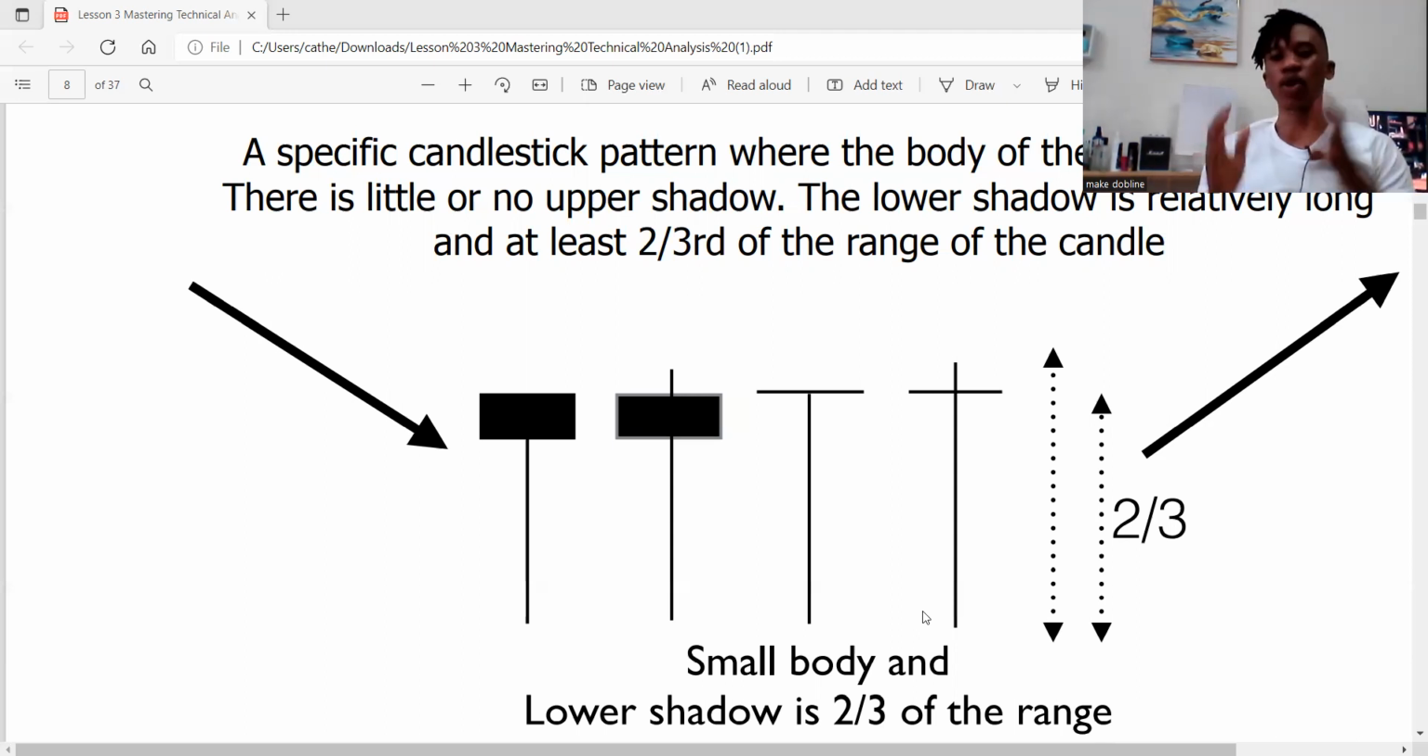Okay, now let's go to the market and see how this candle appears in the market. We'll go to the market and look for this candle and see how the market reacts when this candle appears.